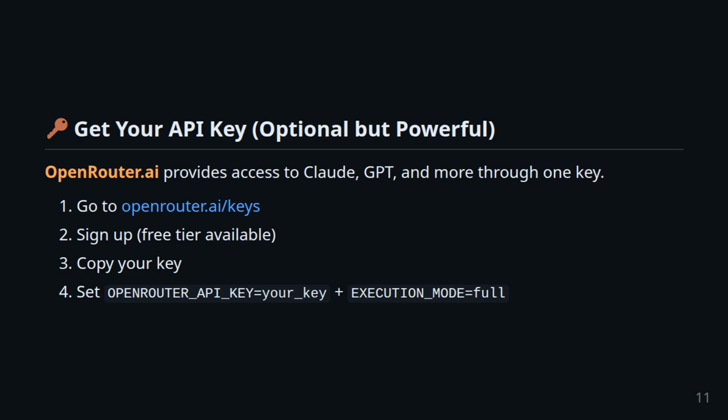For the full experience, grab an API key from openrouter.ai. It gives you access to Claude, GPT, and other models through a single key. With the key and full mode enabled, you get actual AI analysis with 95% confidence scoring, smart code linking, and knowledge graphs. Without a key, prompt-only mode still works, but returns templates instead of real analysis.